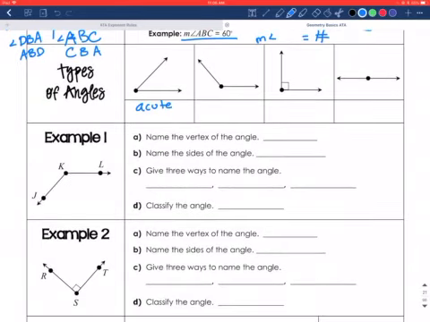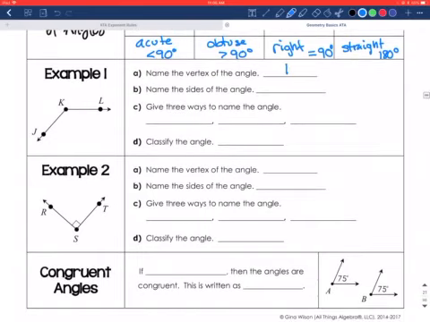So we have acute angles, which are less than 90 degrees. We have obtuse angles, which are greater than 90 degrees. We have right angles, which equal 90 degrees. And we have straight angles, which equal 180 degrees. You probably know all of those. Maybe straight was one that you forgot. But that's pretty elementary stuff.